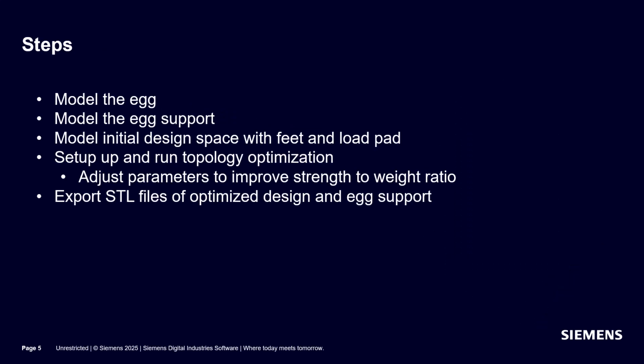We'll begin by modeling the egg and the egg support. Then we'll set up and run the topology optimization to create the structure to protect the egg. Then we'll modify some of the parameters to see the effect on the structure's performance. Once we have an optimized design, we'll export the files to be 3D printed.